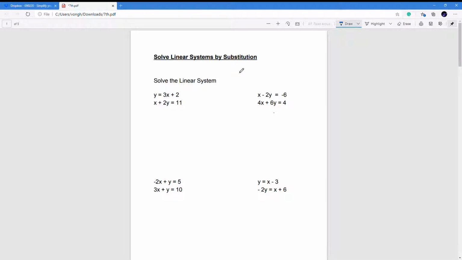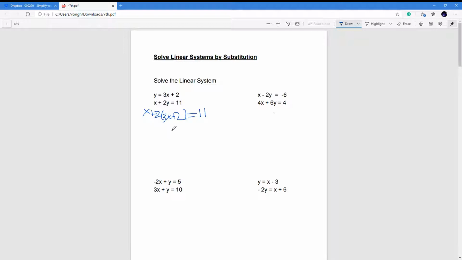So basically in substitution, all you're doing is taking a variable's value and plugging it into the other equation. In this case, we're given y equals 3x plus 2. Now we just take this value and simply put it into this equation. So we have x plus 2y. Now we know the value of y, so we plug in the value of y, which is 3x plus 2, equals 11.